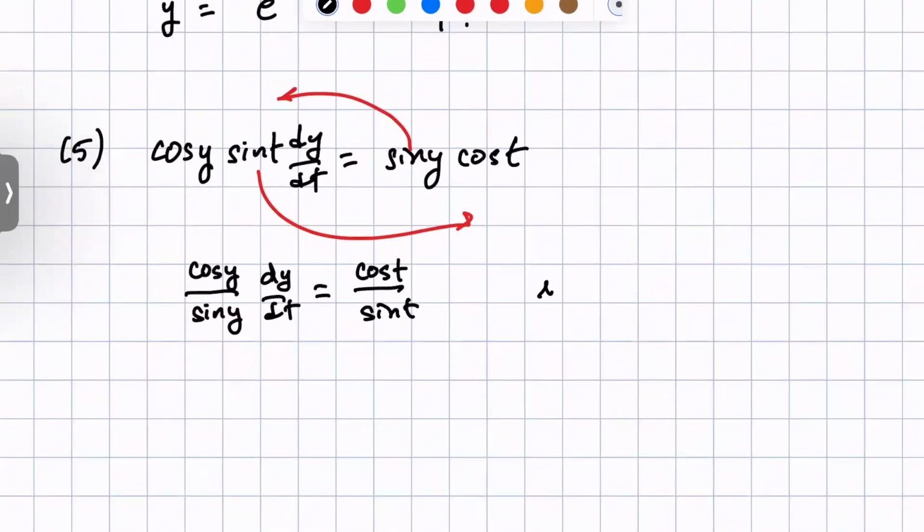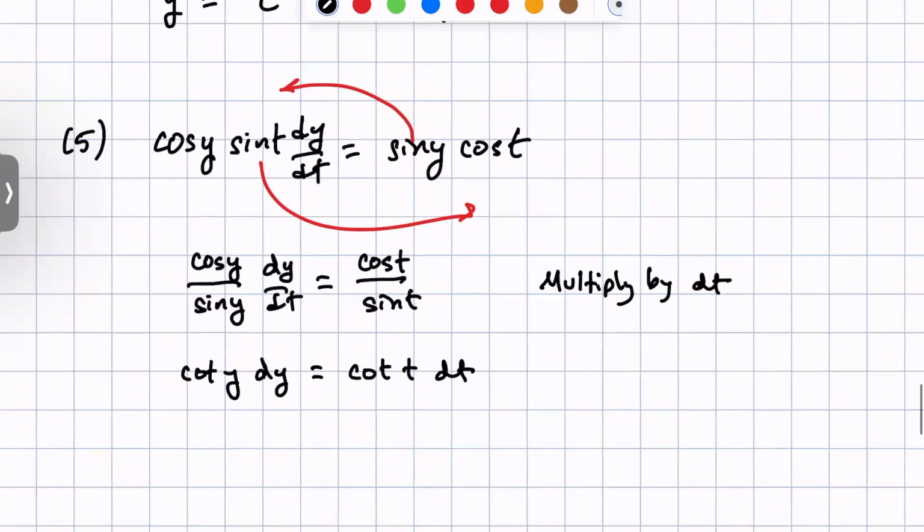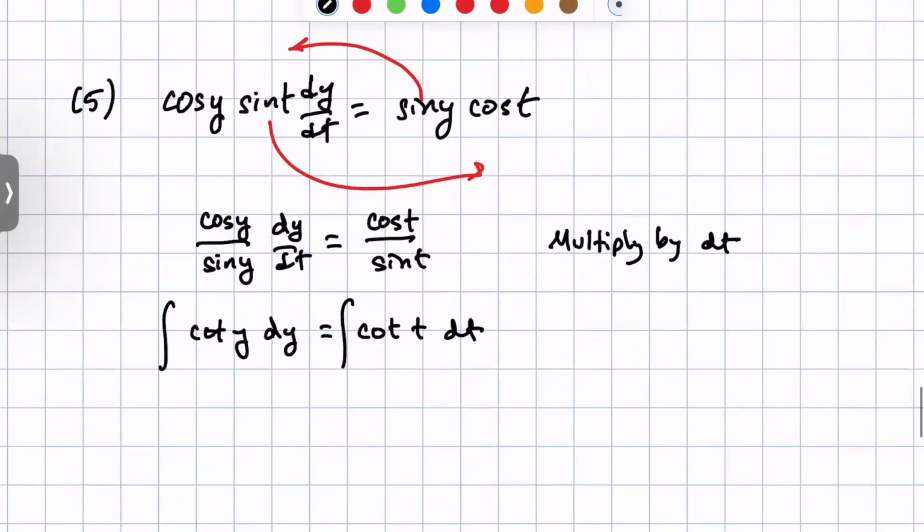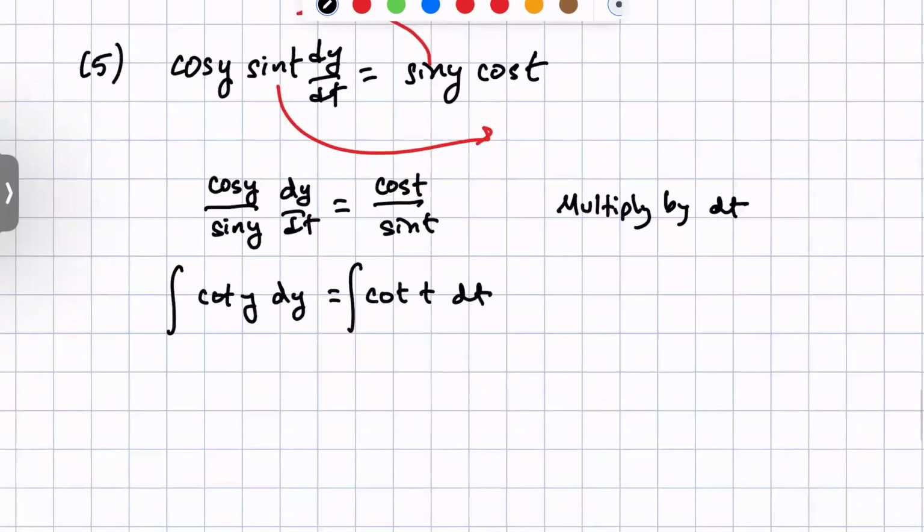And then I'm going to multiply both sides by dt, and I get, well, cosine of y over sine y is just cotangent of y. dy equals cotangent of t dt. And now I integrate both sides. The antiderivative of cotangent, remember that cotangent of u equals cosine of u over sine of u.